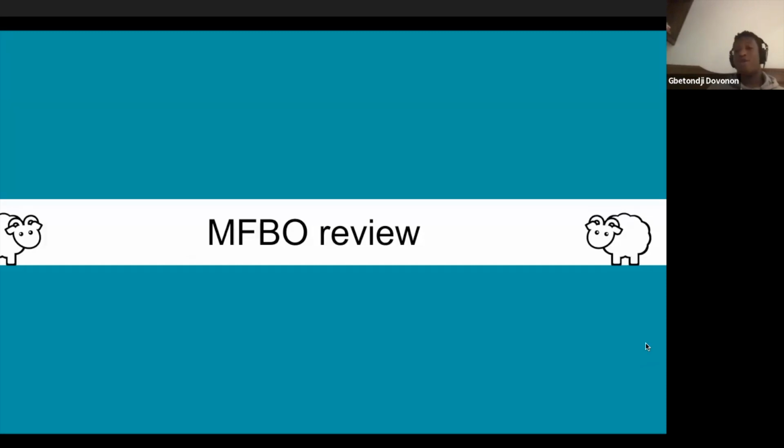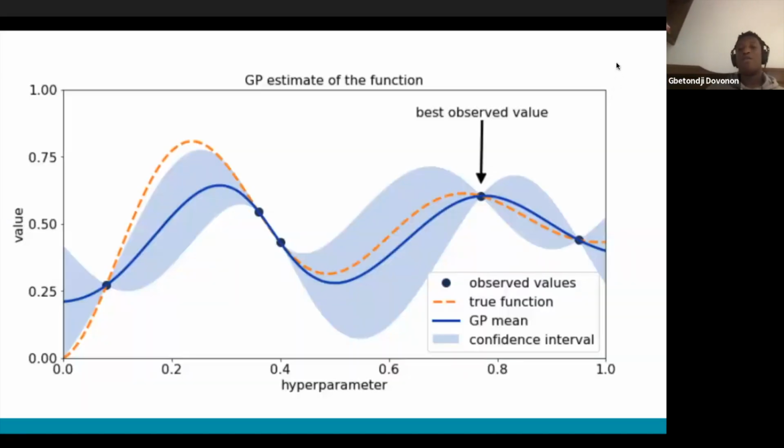Before we start talking about multi-fidelity Bayesian optimization, we need to talk about Bayesian optimization. I guess most of us are familiar with it here, but we can just go over some principles quickly. This is what a typical Bayesian optimization process looks like. You have the true function in orange, which is what we are trying to either minimize or maximize. It depends on what exactly we are doing. I guess here we are trying to maximize this true function.